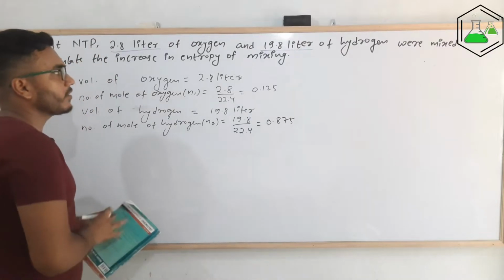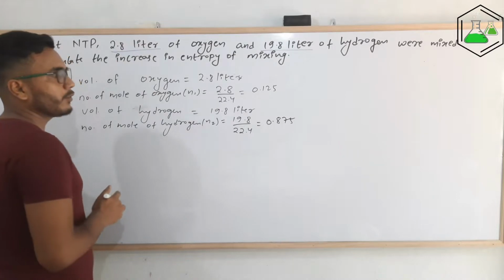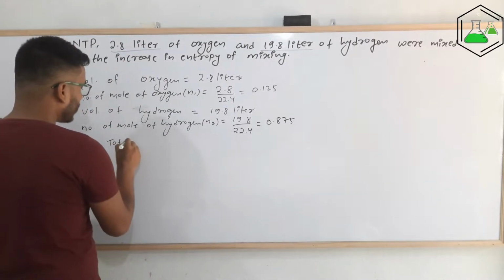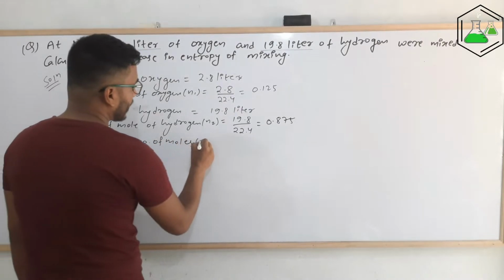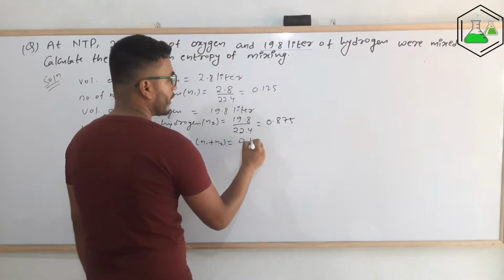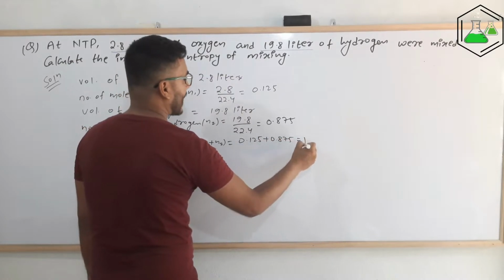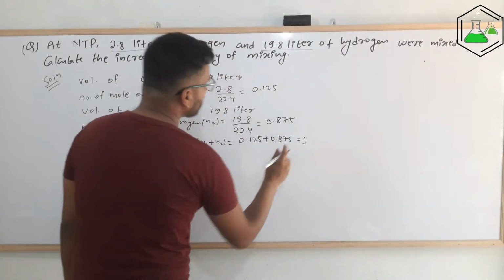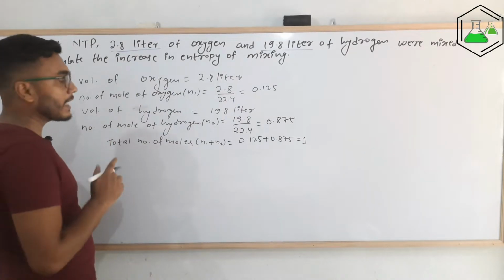Now, the solution is similar to earlier solution as well. As N1 and N2 are given, then obviously we need to calculate the value of total number of moles, right? So, total number of moles, that is N1 plus N2, will be equal to 0.125 plus 0.875, and if you add them, you will get 1. So, total number of moles of gases is 1 now. Now, we need to calculate the value of mole fraction of both the gases.